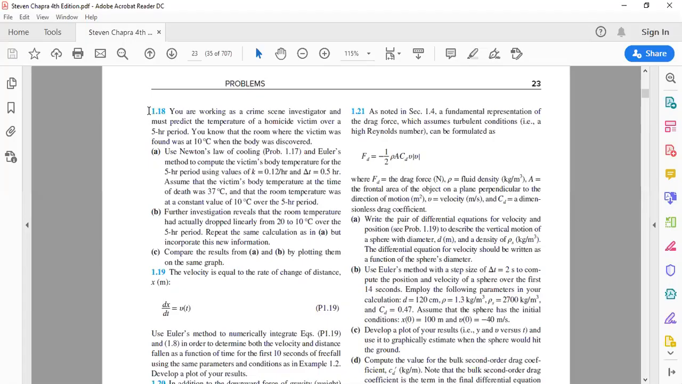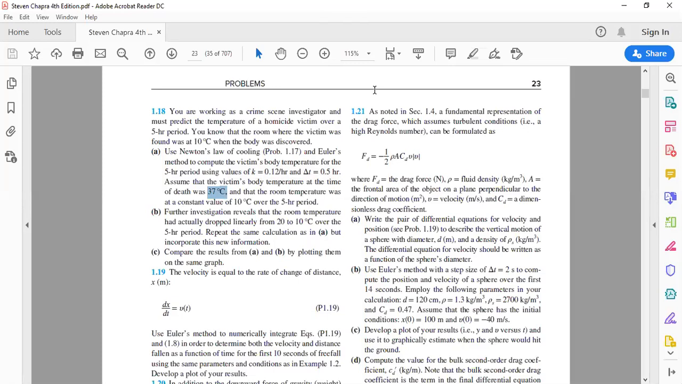So this is the assignment, problem 1.18, a crime scene investigation. The question was saying that you should predict the temperature drop of the victim from 37 degrees Celsius, which is his body temperature at the time of death, to 10 degrees Celsius. And you should predict the temperature drop using Newton's law of cooling.